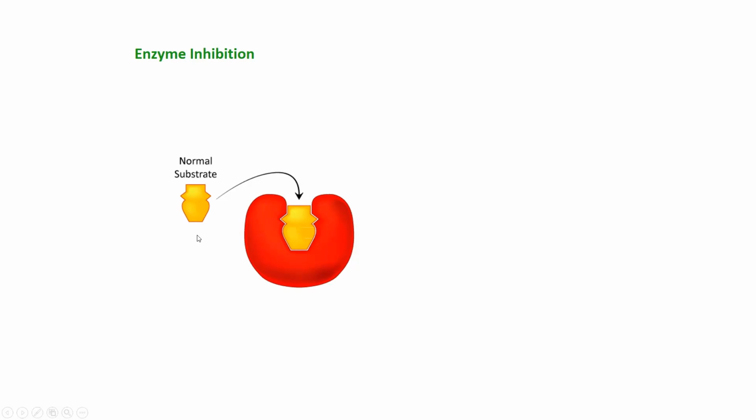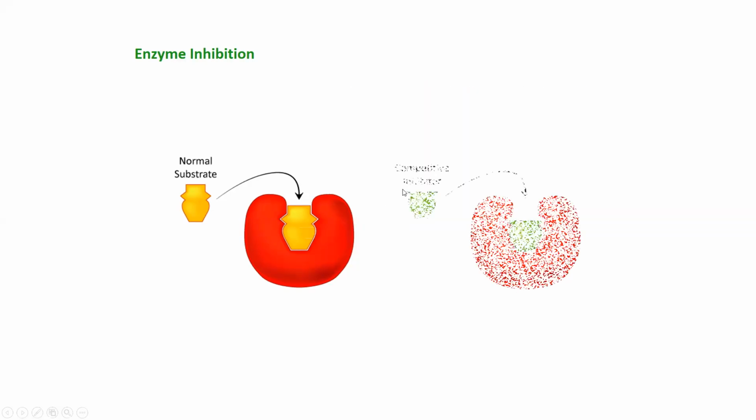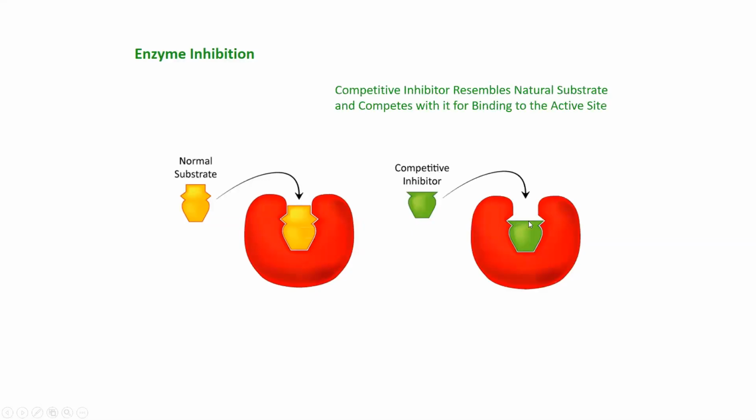That's the normal substrate. And okay, a competitive inhibitor binds to the same site, the active site, that the substrate binds to. So this is the substrate. You see how it looks? The competitive inhibitor looks just like it, so it competes with the substrate for the same binding site. If there's a competitor, how can we defeat it? The competitive inhibitor resembles the natural substrate and competes with it for the binding site of the active site.